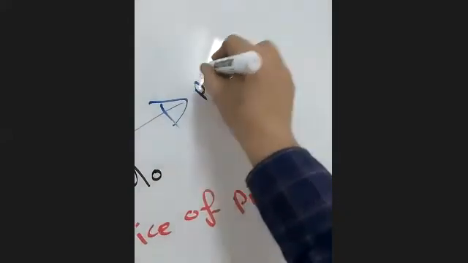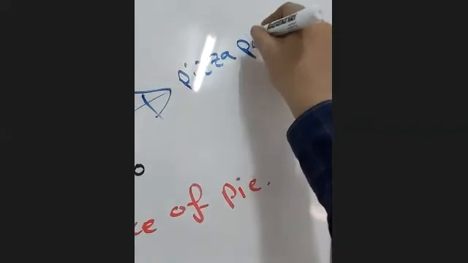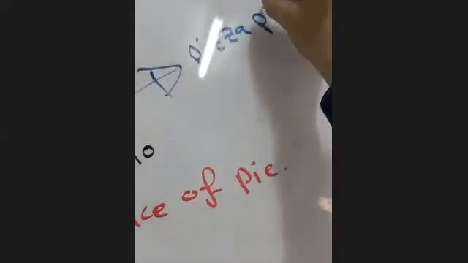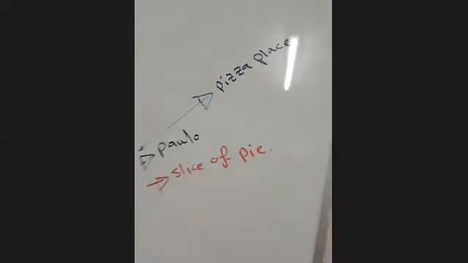And this line is for what? For the pizza place. I will write here, pizza place. Why I'm saying palace, I don't know. Okay, it's pizza place.